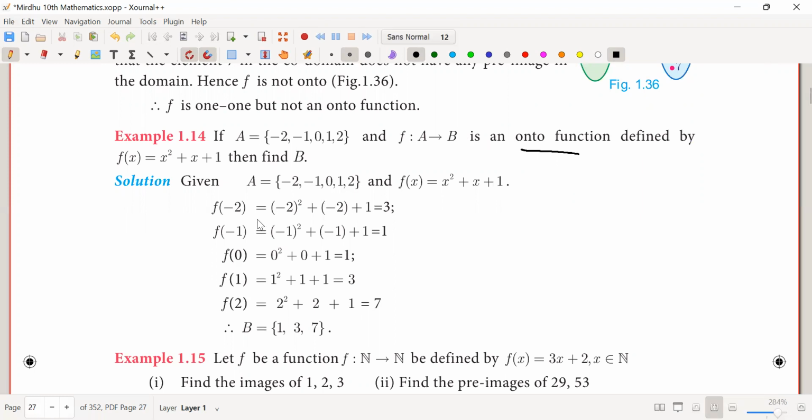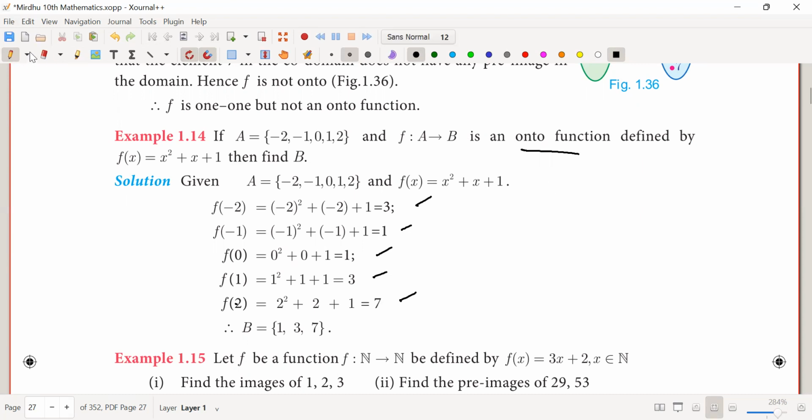When I substitute -2, I'll be getting 3. When I substitute -1, I'll be getting 1. When I substitute 0, I'm again getting 1. When I substitute 1, I'm getting 3. When I substitute 2, I'm getting 7. So 3, 1, 3, and 7. 3 is already repeated. We already know it is an onto function, so the range and codomain are the same.